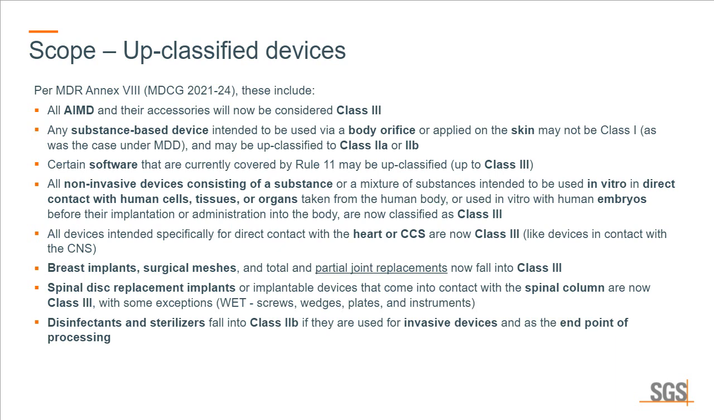All non-invasive devices consisting of a substance or a mixture of substances intended to be used in vitro, indirect contact with human cells, tissues, or organs taken from the human body or used in vitro with human embryos before their implantation or administration into the body are now classified as class 3. All devices intended specifically for direct contact with the heart or central circulatory systems are now class 3. Like devices in contact with the central nervous system before. Breast implants, surgical meshes, and total and partial joint replacements now fall into class 3.